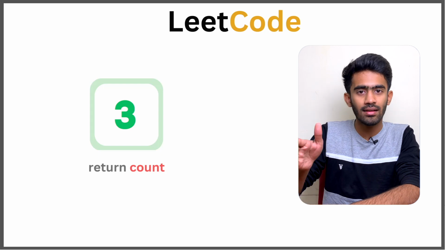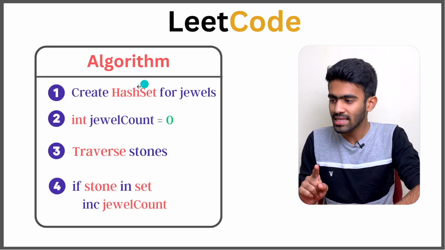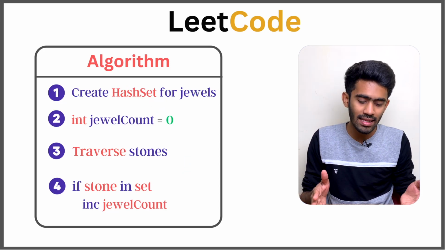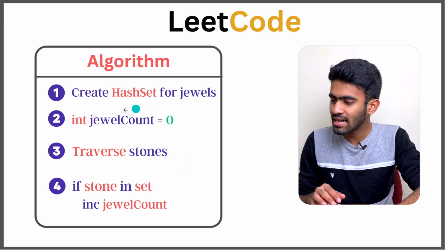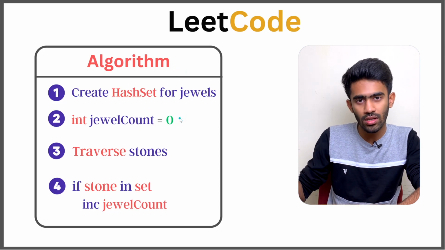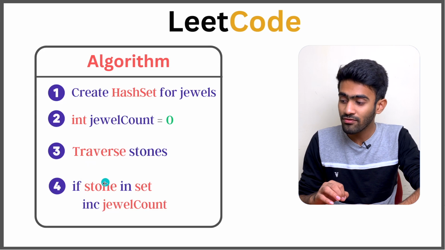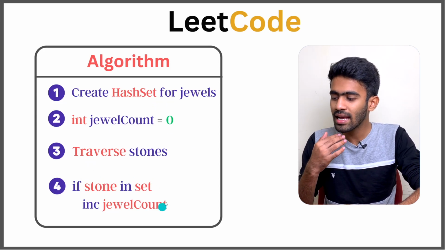Now we'll take a step into the algorithm of this code. The first step is to create the hash set for the jewel string that we have. So we'll create a hash set and then add all of these characters into the hash set. Okay, and then we'll declare the jewel count equal to 0. So initially the jewel count is 0 and we'll increment if we find a jewel. Now traverse the stones, and if the stone is present in the jewel, that is the hash set that we have created, increment the jewel count.